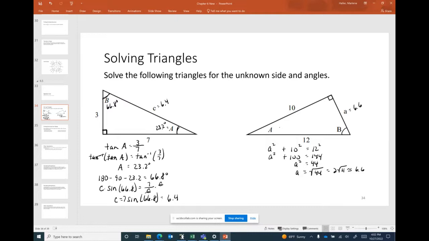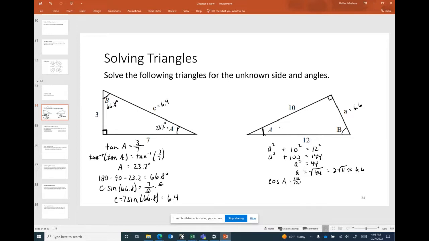Let's see, we've used the tangent, the sine. Let's use the cosine just to do something different. So the cosine of which angle? Let's do A first. Should we do A first? The cosine of angle A is going to be equal to the adjacent over the hypotenuse, right? So that's 10 over 12, right?